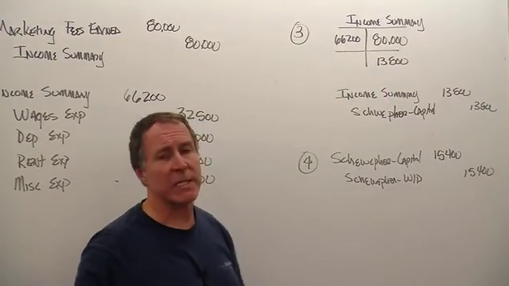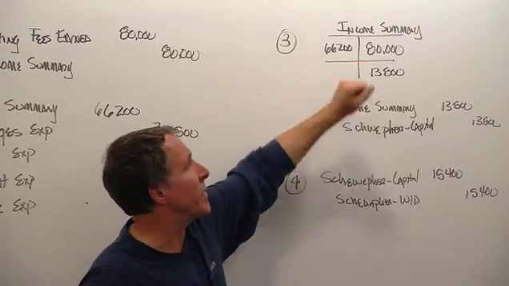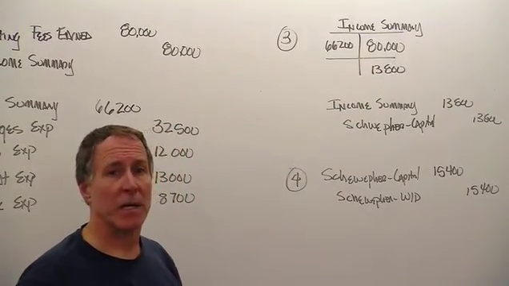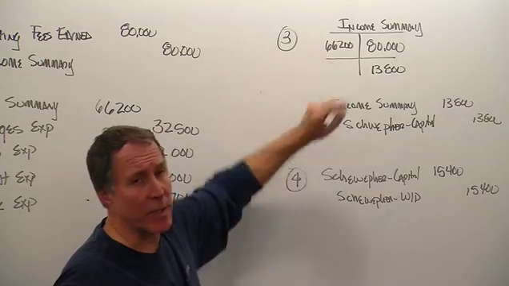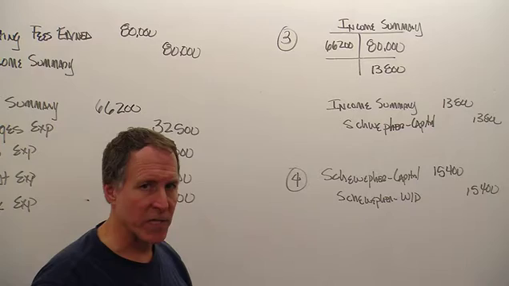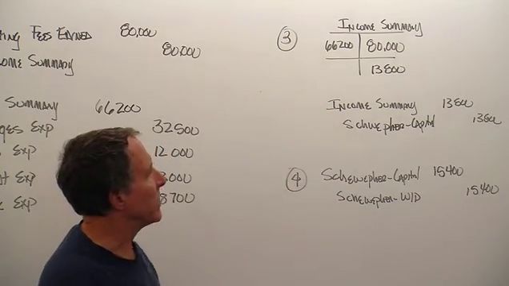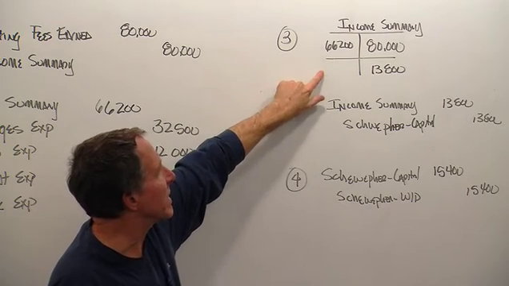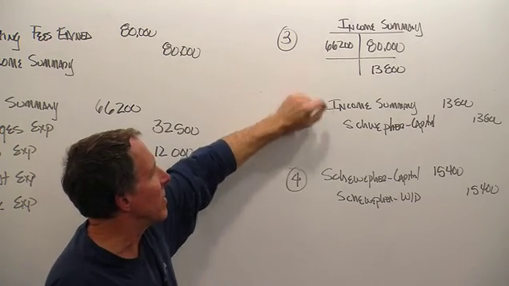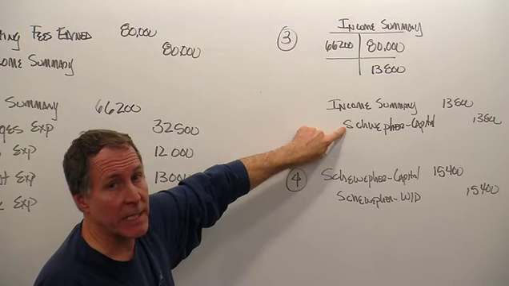What does that $13,800 represent? That's the net income. That's the difference between the revenues and the expenses. I need to close that income summary. Income summary is a temporary account only used in the closing process. So I close it out to the capital account. So as you can see here, I would debit income summary, getting it down to 0, and credit the capital account, increasing it by the net income.